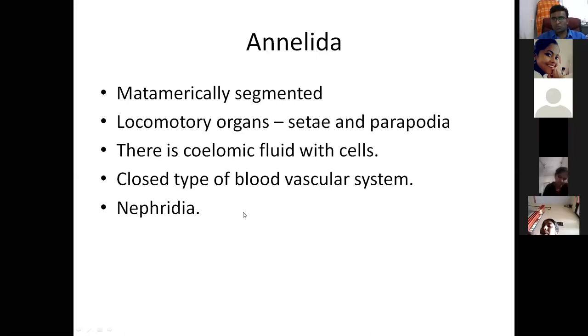Moreover, usually we see the blood vascular system only in chordates, higher animals. But one phylum which possesses a closed type of blood vascular system is the annelida. Remember, if someone asks you which is an invertebrate phylum that possesses closed type of blood vascular system, the answer is annelida. Okay, next term I am using is nephridia. Can you tell me what is the function of nephridia? Put it in the chat box. What is the function of nephridia?